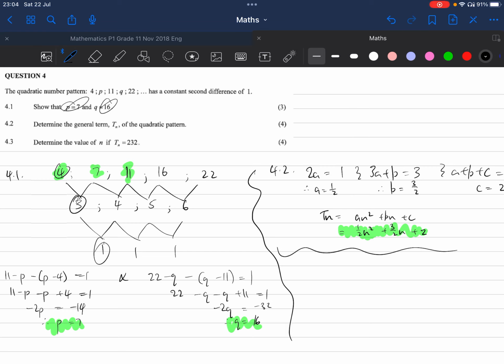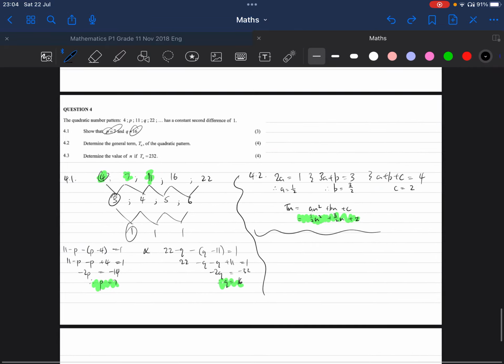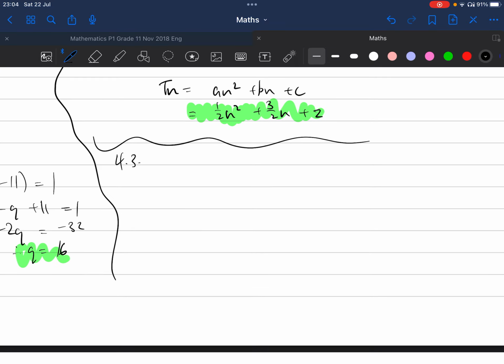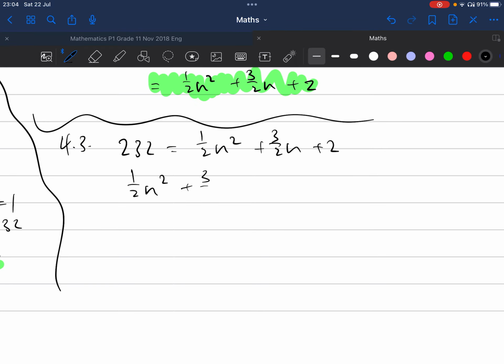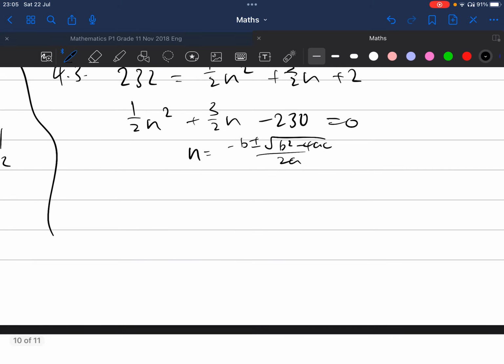Now that we have that there, we can simply do this one. Determine the value of n if Tn is equal to 232. So this is 4.3. 232 equals half n squared plus 3 over 2 n plus 2. Let's bring all of our terms over to one side. So I'll have 2 minus 232, which is minus 230, equals 0. Now I can just use the quadratic formula: minus b plus or minus the root of b squared minus 4ac, all over 2a. I'll first put it in my calculator with plus and then with minus, and I'll get two answers.